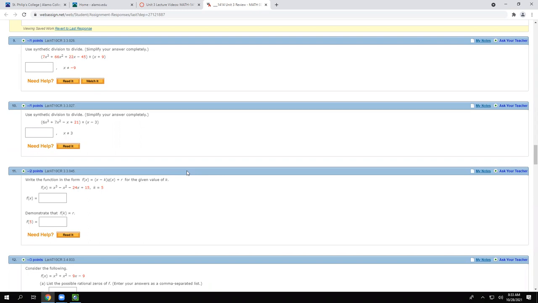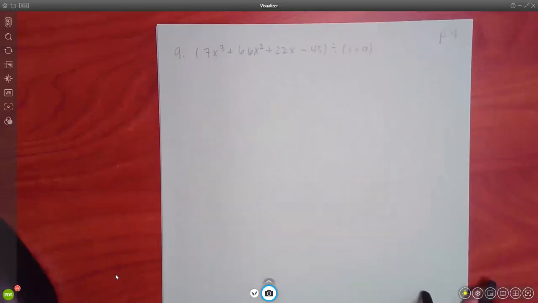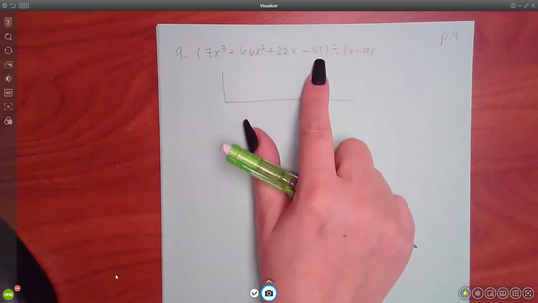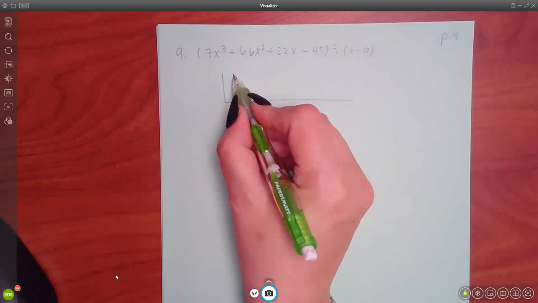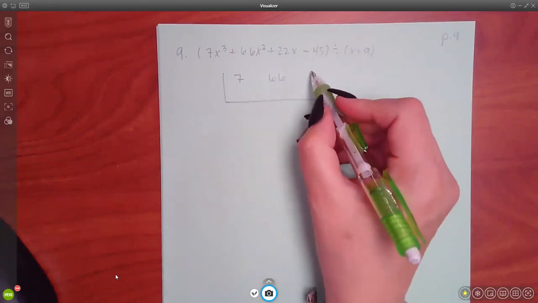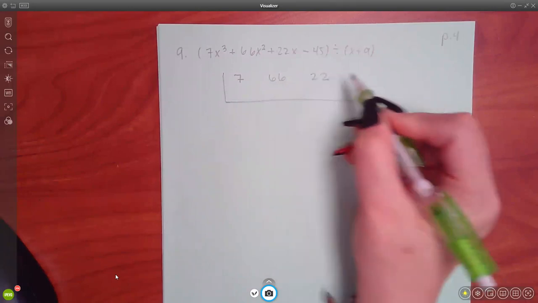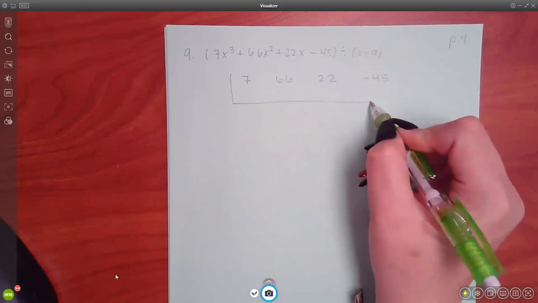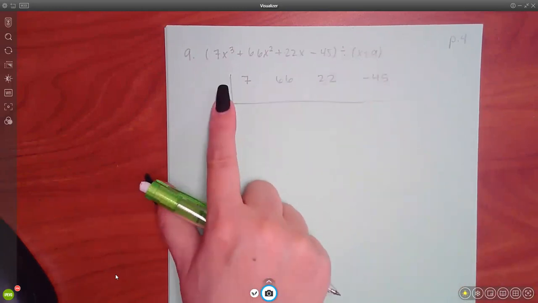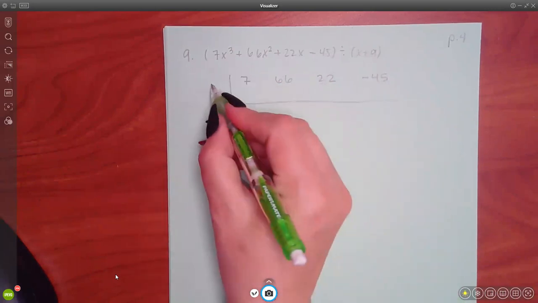So that's 66x squared. Okay. So if this is what I have, I can do the synthetic division. Is this already in descending order? And who's the highest exponent? X cubed, yep. So what's X cubed's coefficient? Then what's X squared's coefficient? And what's X coefficient? 22, and then finally the constant, negative 45. You got it. So then what number do I put out here? If this is the factor, what zero do I put out here, or potential zero? Negative 9.